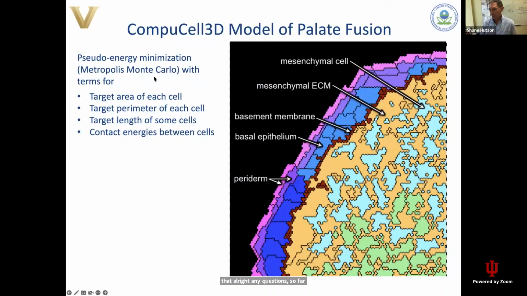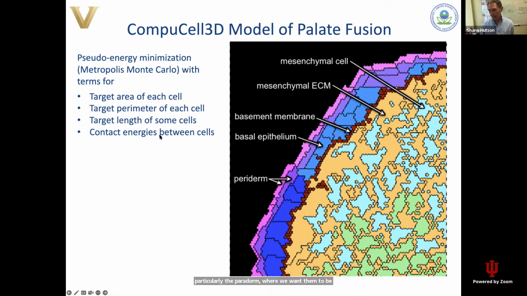So what kind of terms do we have in there, right? A CompuCell model is really a Monte Carlo energy minimization problem. So you have to think about, how do I encode my behaviors in terms of a pseudo Hamiltonian or a pseudo energy? And so we have terms for target area and target perimeter of each cell and target length of some cells, particularly the periderm, where we want them to be really squamous.